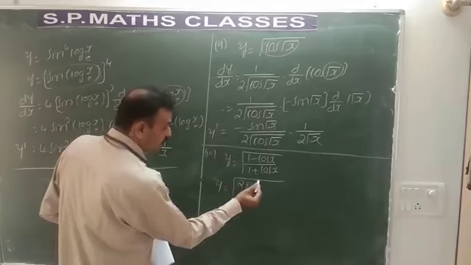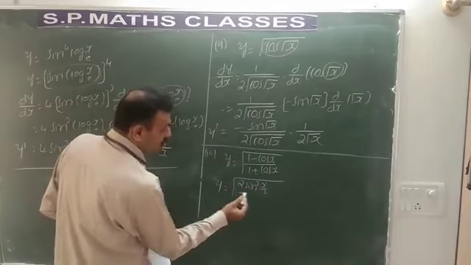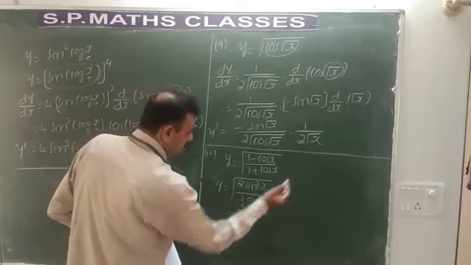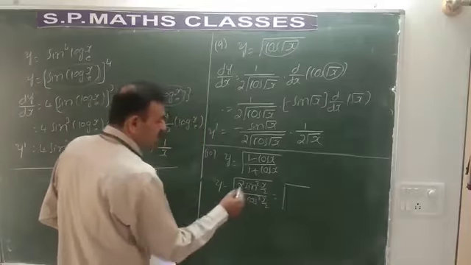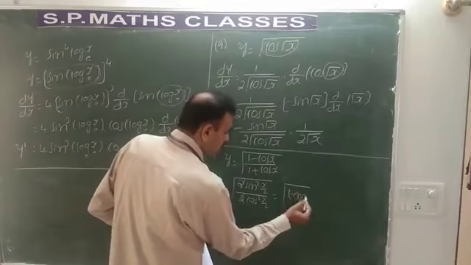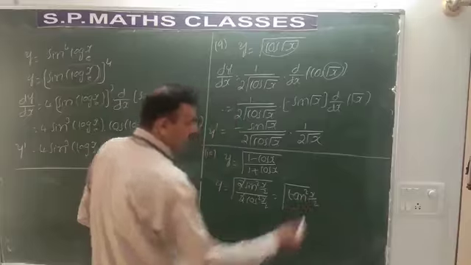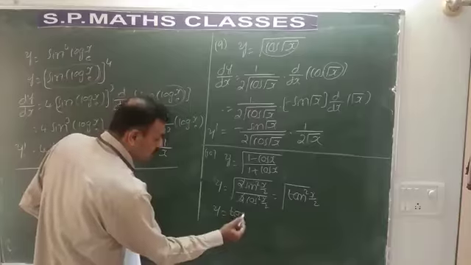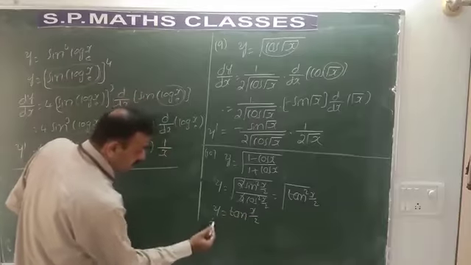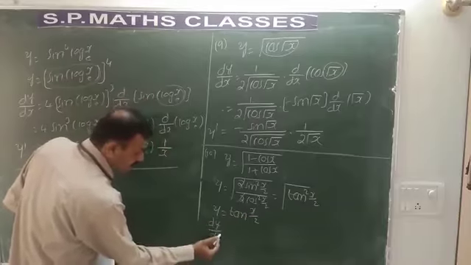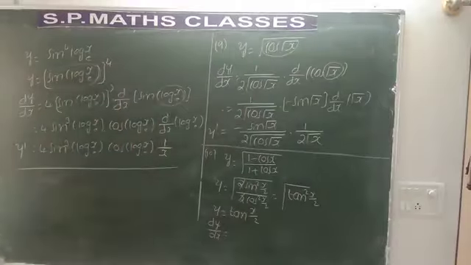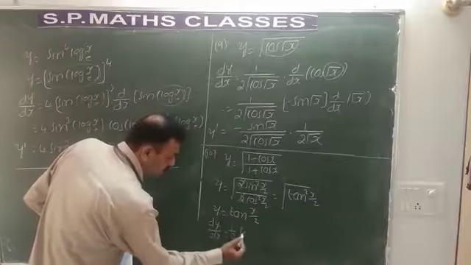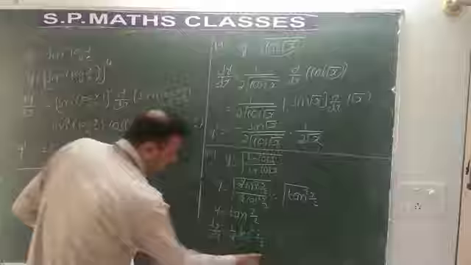You know that 1 minus cos x is 2 sin squared x by 2, and 1 plus cos x is 2 cos squared x by 2. So the 2 gets cancelled. Sin squared x by 2 by cos squared x by 2 will be tan squared x by 2. What is the root of tan squared x by 2? This is tan x by 2. Now we can easily find the derivative using the formula for tan ax. In place of a we have half, so 1 by 2 into secant squared x by 2 is the answer.